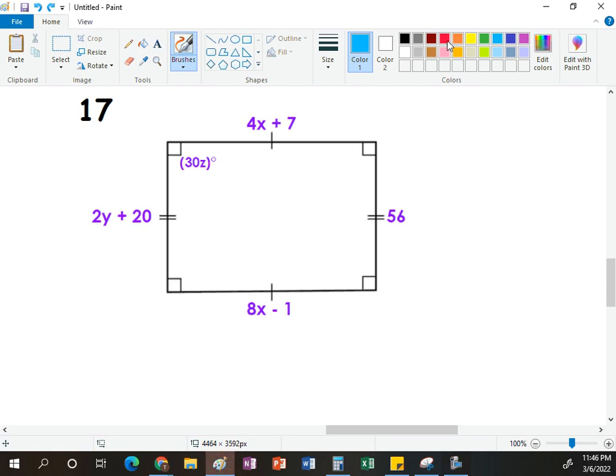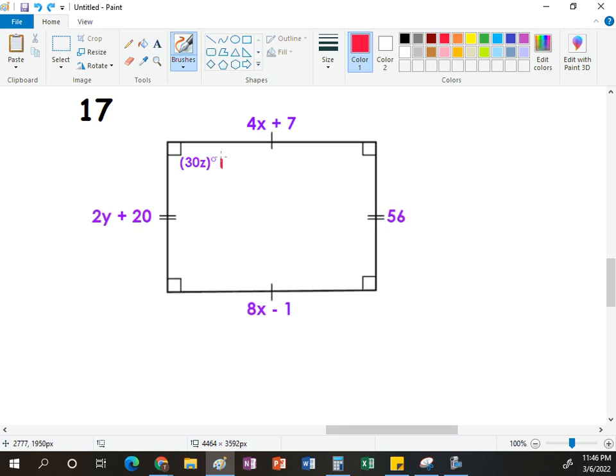Okay, problem number 17 has 3 parts to it. Luckily, none of them are hard. If you do them in order, in this alphabetical order, you start with the x. This 4x plus 7 on top, the length of the top side, should be equal to the 8x minus 1 on the bottom. Just set them equal to each other and solve for x. For the y's, same thing. This 2y plus 20 on the left should be equal to the 56 on the right. Set them equal to each other and solve for y.